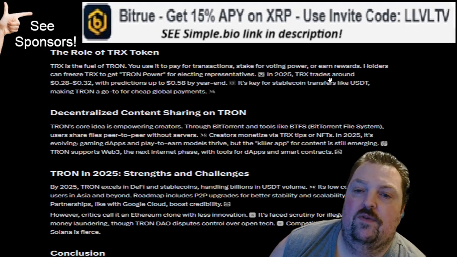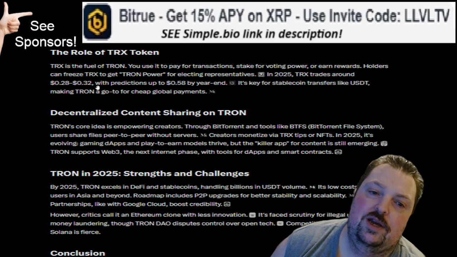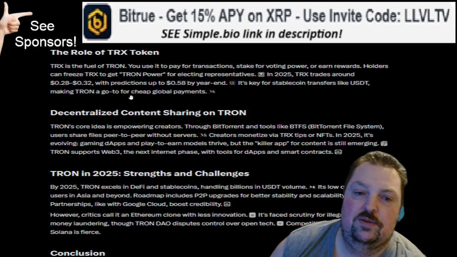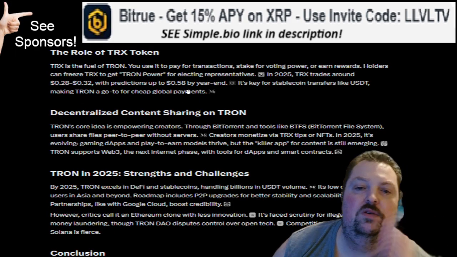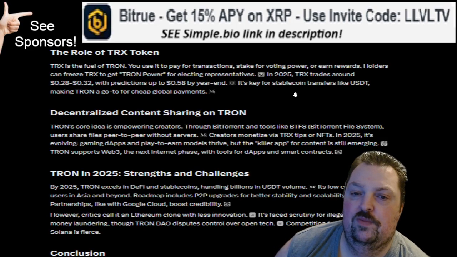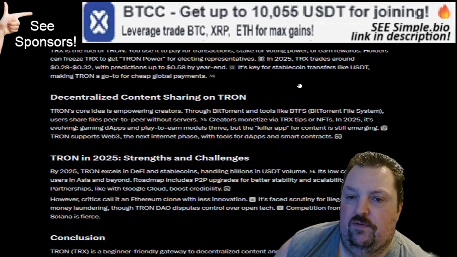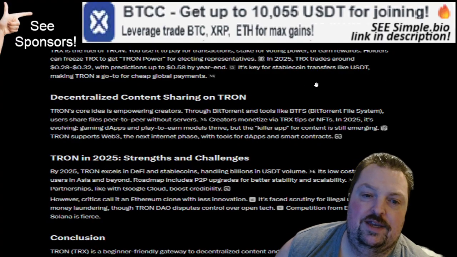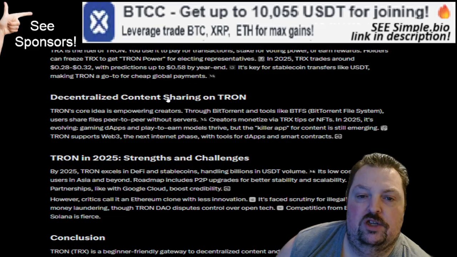In 2025, TRX trades around 28 cents to 32 cents with predictions of up to 58 cents by end of year. It's key for stablecoin transfers like USDT, making TRON a go-to for cheap global payments.